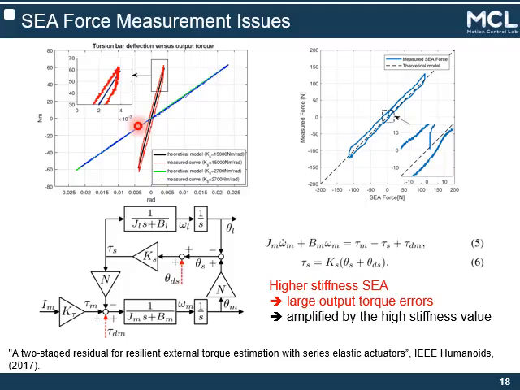However, hysteresis of the spring leads to the discrepancy between the actual spring torque and the theoretical spring torque, as shown in the red and black line. And this figure shows a more clear discrepancy, which compares the force measured by the external force sensor and the force estimated by the spring deformation.